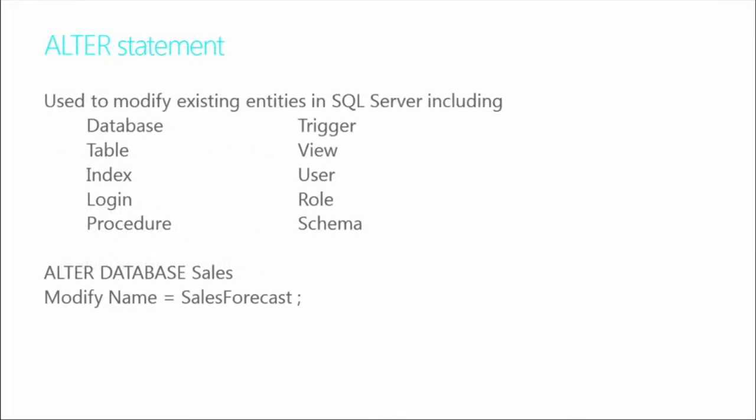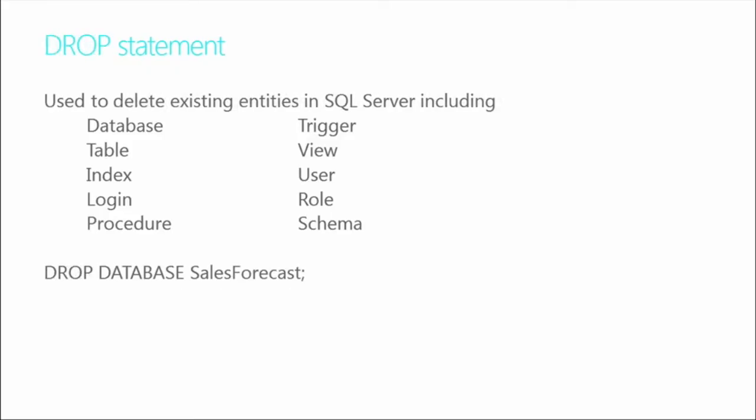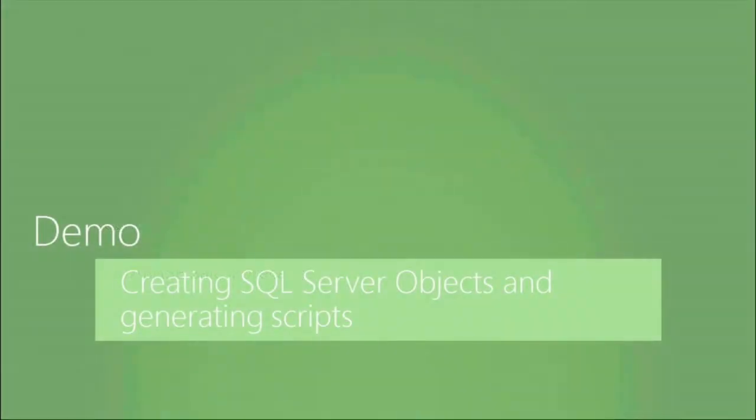And the alter statement, as you saw, I took the sales and changed it to sales forecast. And the drop statement, whether it's a database or a table, view, role, whatever it is. It's simple. For DDL, it's create, alter, and drop. If you understand those three, that's the bulk of what you're going to need to understand for DDL, data definition language statements, to be able to manage the objects inside a SQL Server. So this is where I was supposed to do the demo that we just did. So I did a dual demo.